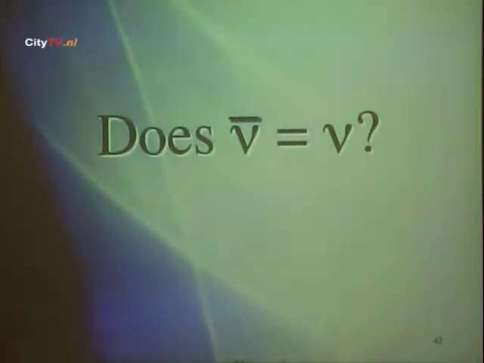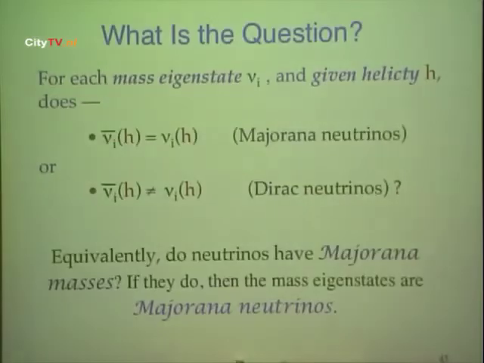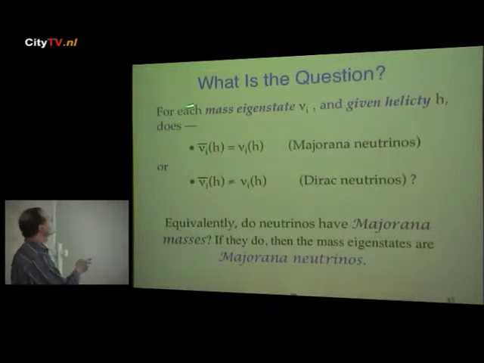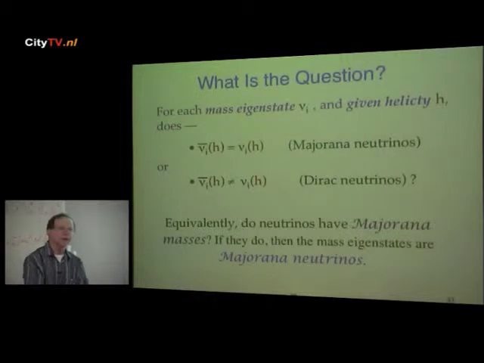Is the antineutrino the same as the neutrino? First of all, what's the question? What does it mean? The question is, for each mass eigenstate, for each physical neutrino particle, and for given helicity h, is the antineutrino the same as the neutrino, in which case we call the neutrinos Majorana particles, or is the antineutrino different from the neutrino, in which case we call them Dirac particles?